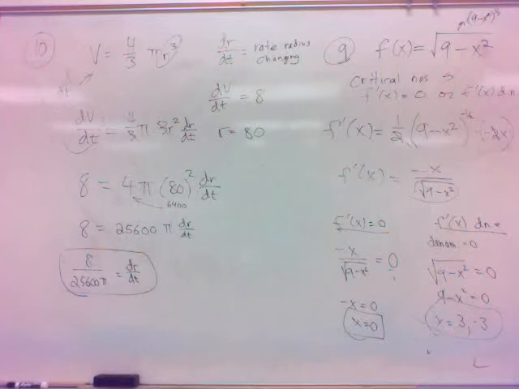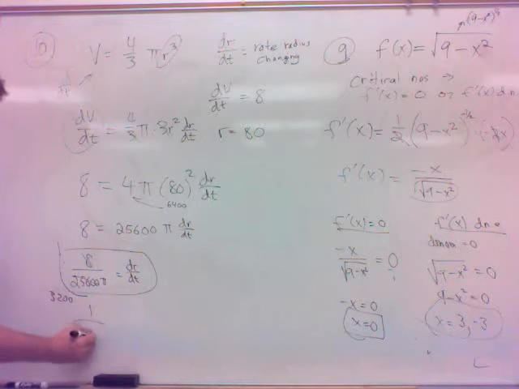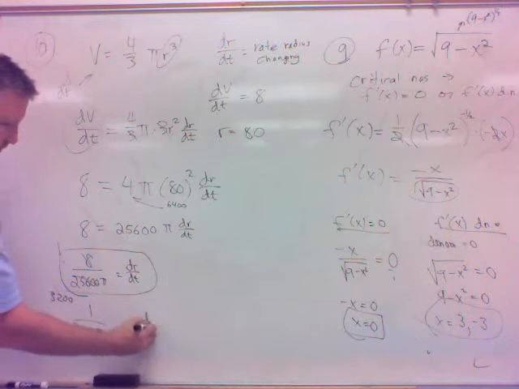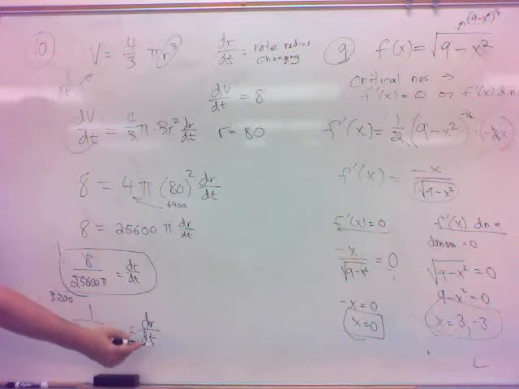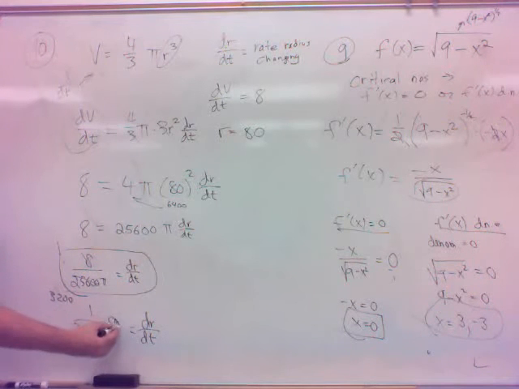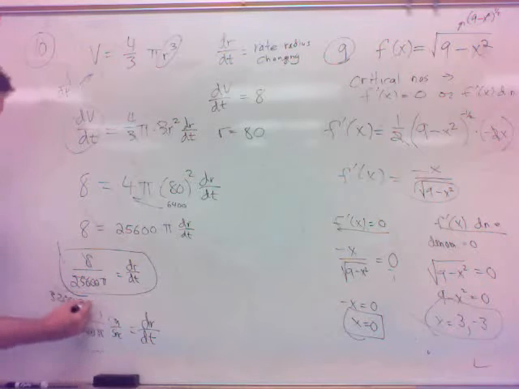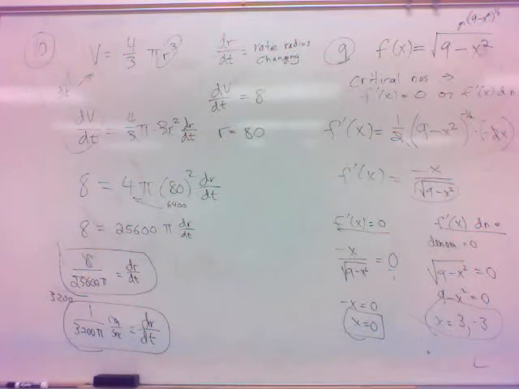Oh, and the units, huh? Oh, yeah, we could reduce by 8, couldn't we? 3,200? 1 over 3,200 pi. All right. And units-wise, what are the units of that? The units of r divided by units of time. Okay? How's that look?